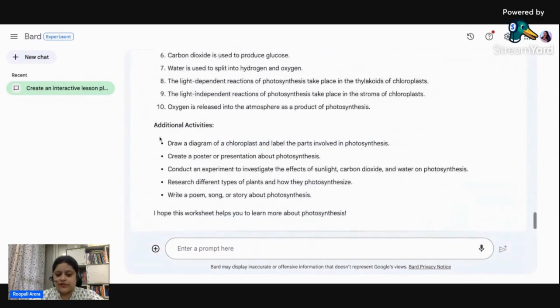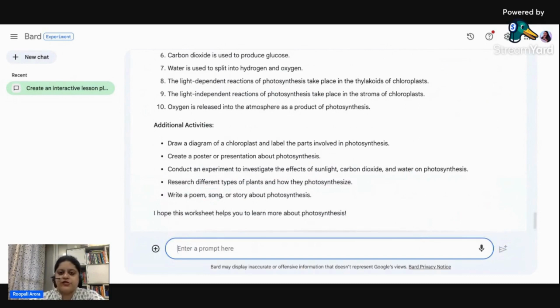And there are certain additional activities also added, like you can tell your students to draw a diagram of chloroplast and label the parts involved in photosynthesis, or you can customize based on the questions that you have in your mind and keep asking and talking to Bard, and then Bard would respond to you as per your needs.